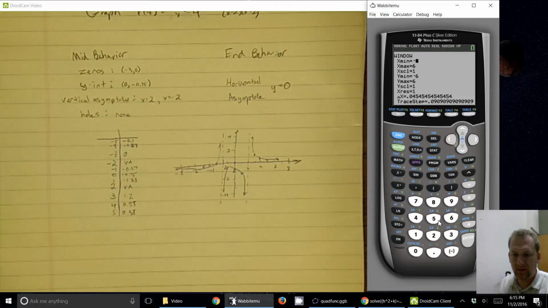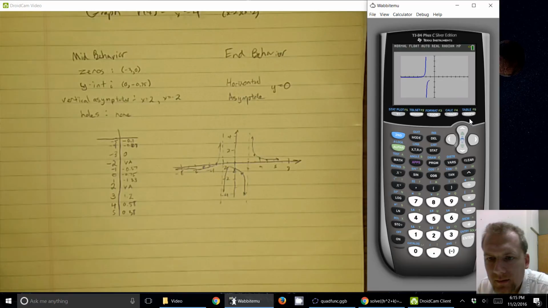So -8 to 8, scaled by 1s, and then I went -4 to 4, scaled by 1, so we should see that now. Yeah, that's looking awesome. I'm pretty happy with that. Okay.